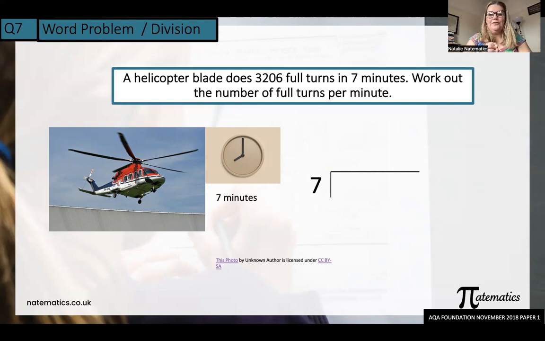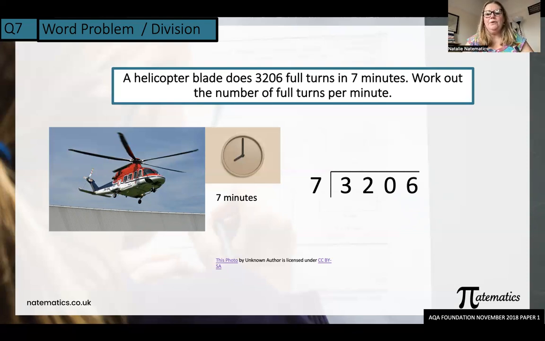Right, so bus stop method: the number that we are dividing by, as in we are dividing something into 7 pieces, goes on the outside. The number that we want to split up goes under the bus stop. Quite often people will put down the 3,206 first, put the bus stop over it, and then the 7 on the outside. But it is that we're splitting 3,206 into 7 pieces. So how many turns are there going to be in each of those minutes? And again, always think about what that bus stop means in terms of the context of the question.